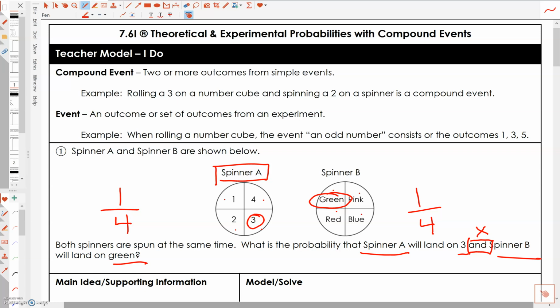So what is the probability that spinner A will land on 3 and spinner B will land on green? Remember, this has to happen at the same time, so we're going to multiply both probabilities. So 1/4 times 1/4, for spinner A and for spinner B. All you have to do is multiply across. So 1 times 1 is 1. 4 times 4 is 16.